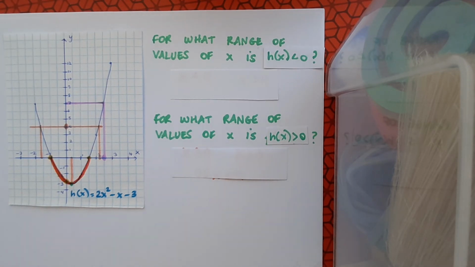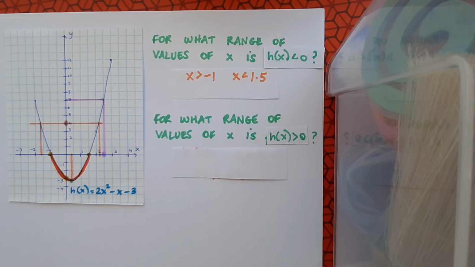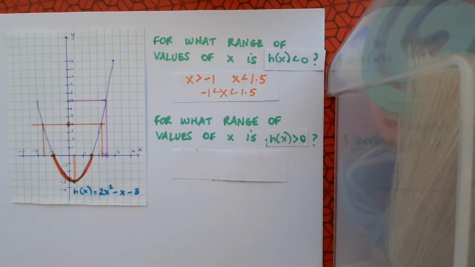And again, I look at where it starts and finishes on the x-axis. So in this case, I'm looking at -1 and 1.5. And I'm going to the right of -1 and to the left of 1.5. And I can leave my answer like this, or I can run it together in one statement because it's just one region that I've shaded. I could write it like this, -1 less than x less than 1.5.